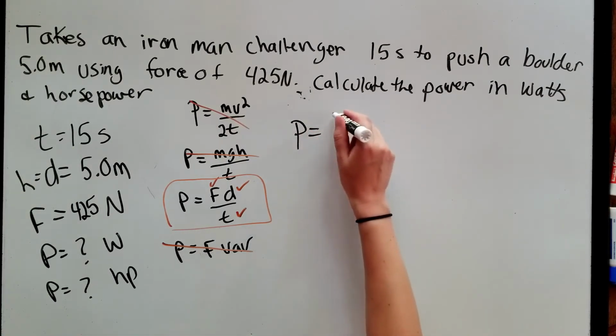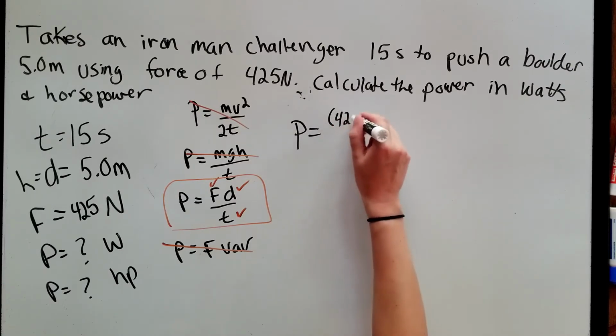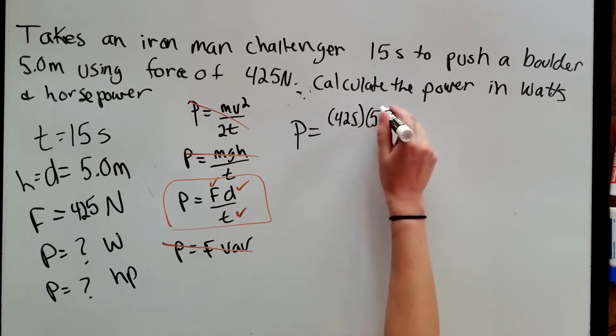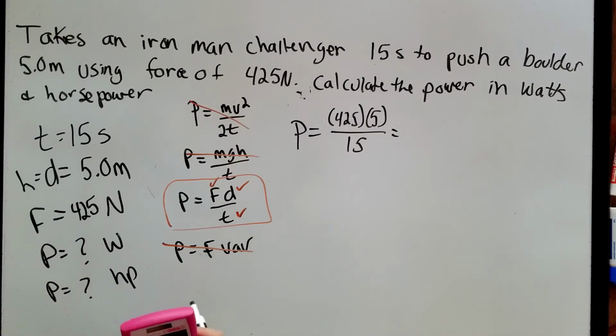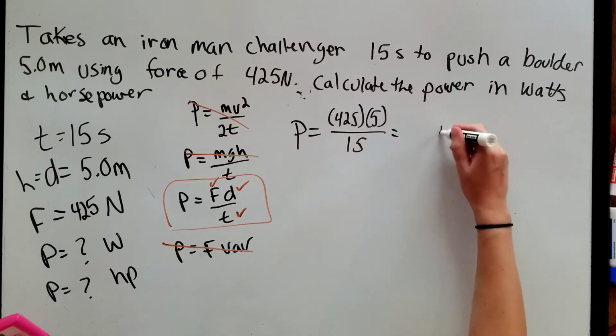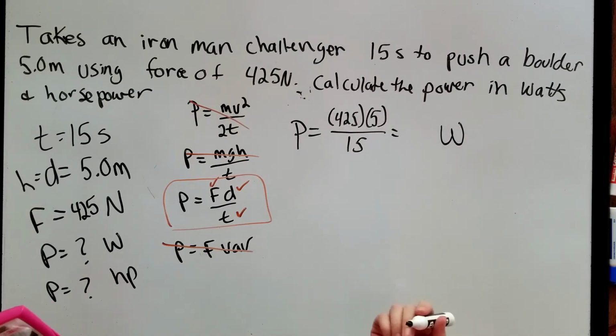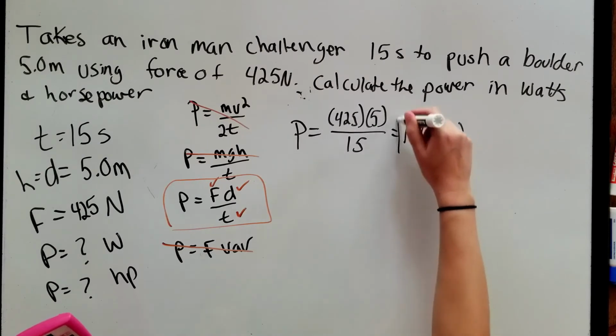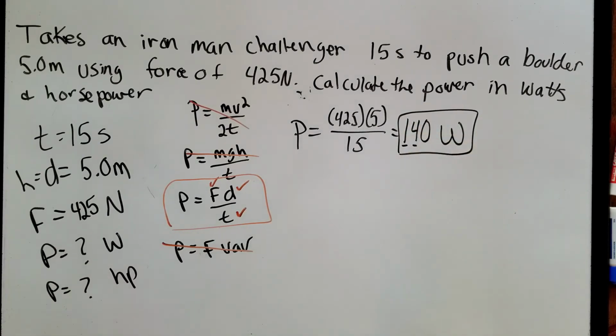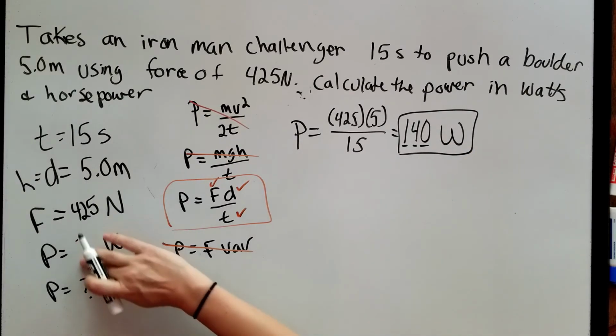So let's plug in my force of 425, my distance of 5 meters, and I'm going to divide that by the time it took, which was 15 seconds. Now when I calculate this out, what are my units going to be? They're going to be in watts. So when I use this equation, the answer just comes out in watts. When I'm looking at my significant figures, saying 2, my answer should be 140 when you put it in your calculator and round it to 2 sig figs. So 140 watts. So that answers the first part of the question.